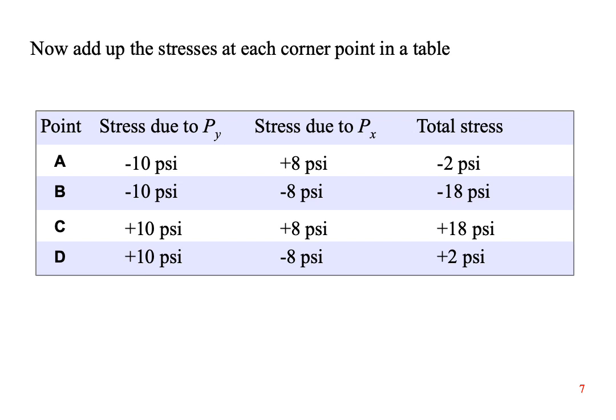If we only loaded it with the vertical load, it would survive, because the maximum stress is only 10 psi. If we only loaded it with the horizontal load, it would still survive. But with both loads in place, the maximum stress is 18 psi, which exceeds the strength of the material, and the beam will fail.